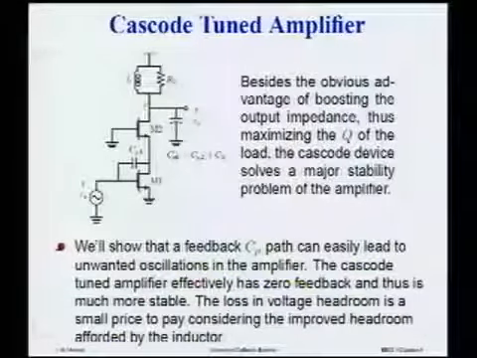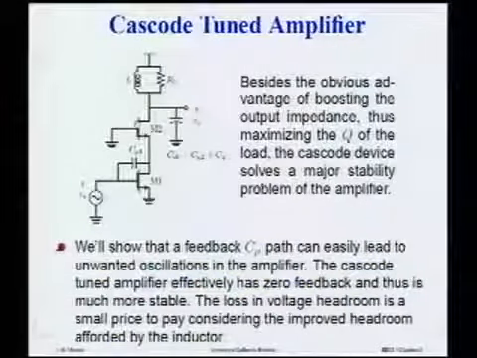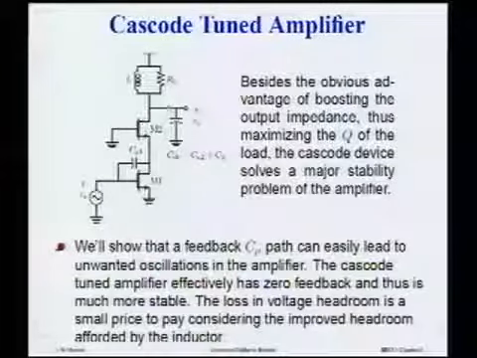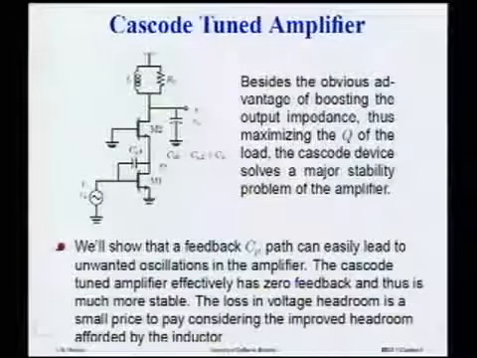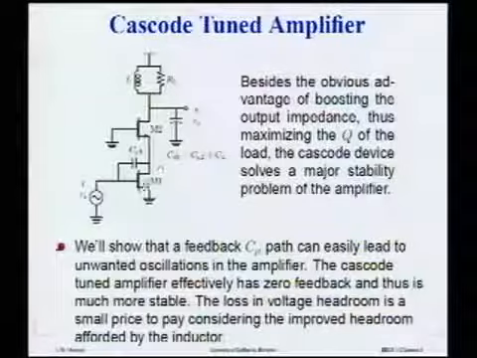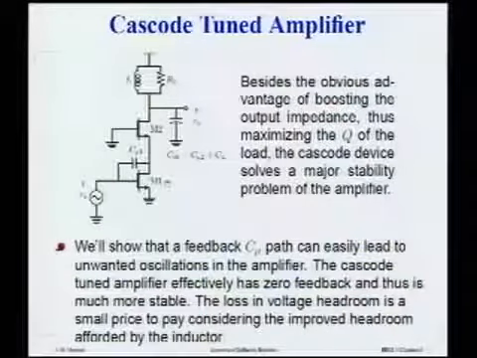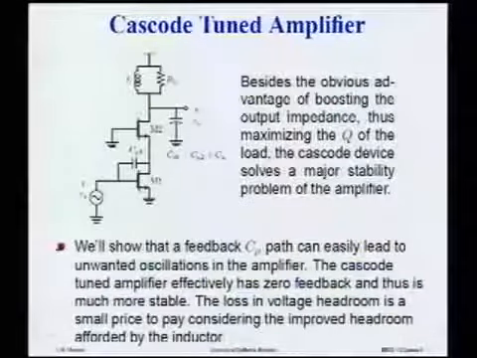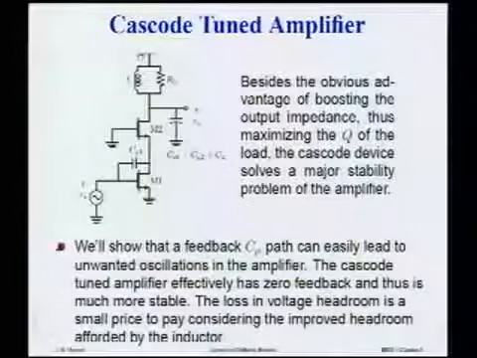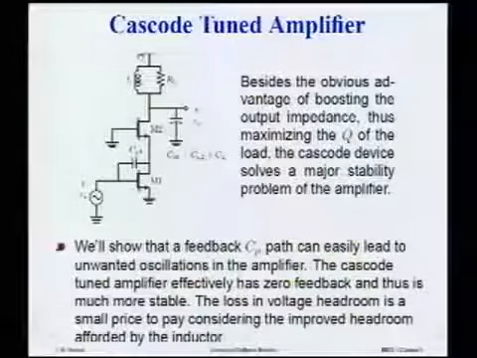Also, you might note that a cascode does reduce the headroom a little bit, right? Because now this node can't swing all the way down to VDSAT. It essentially has to keep this transistor alive. But because we gained all this headroom by using an inductor, it's really not too bad of an issue. It's not too much.